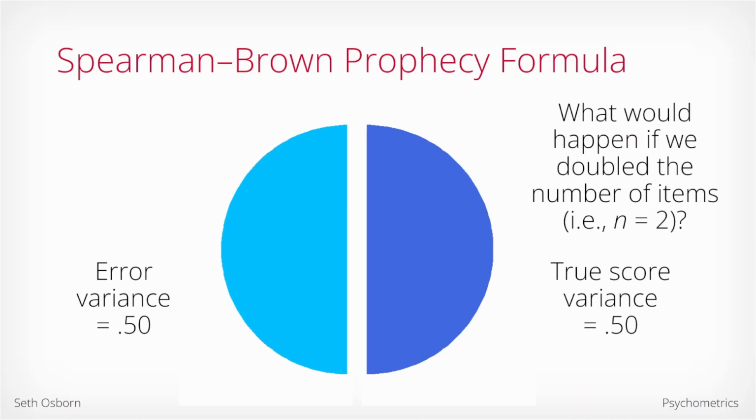Now, suppose we doubled the test length. In other words, our scaling factor is 2. We've got twice as many items or observations. What would happen to the reliability when we doubled the test length?